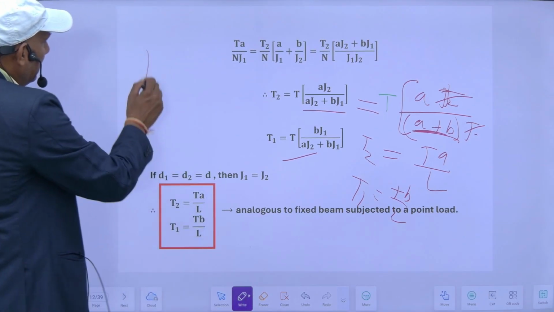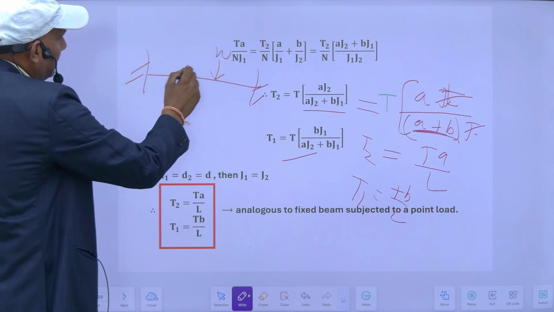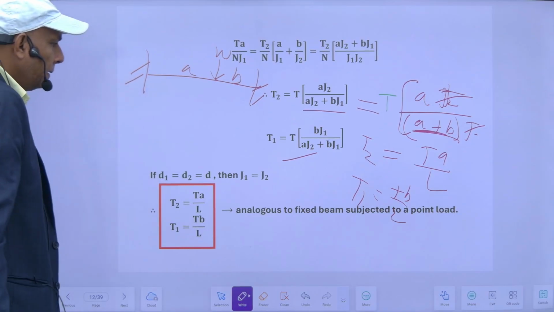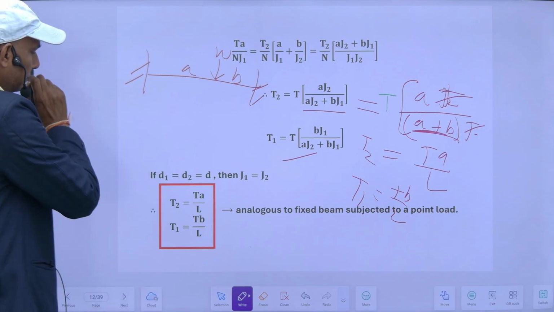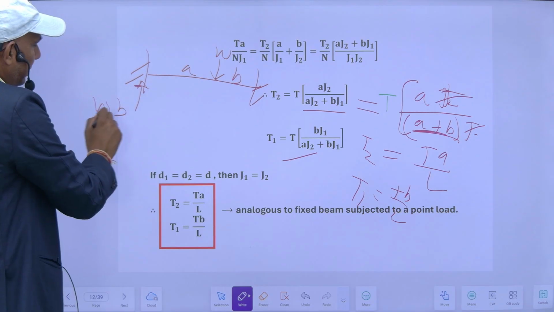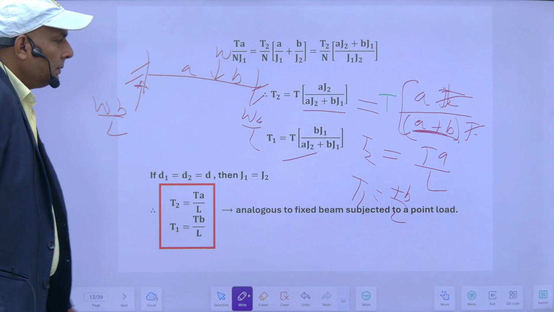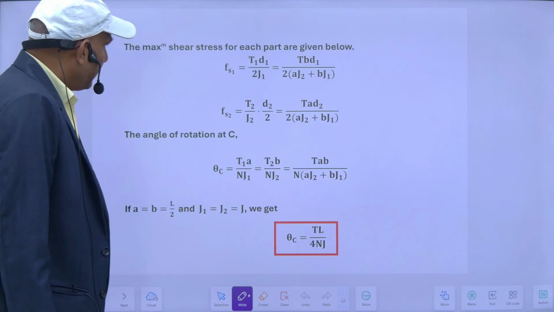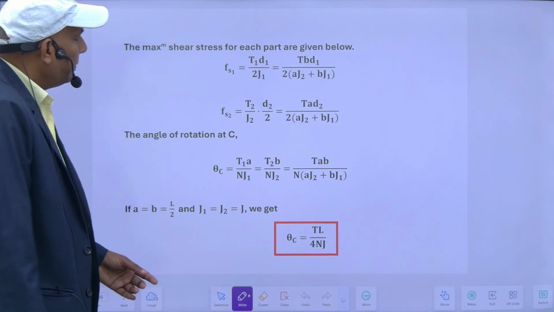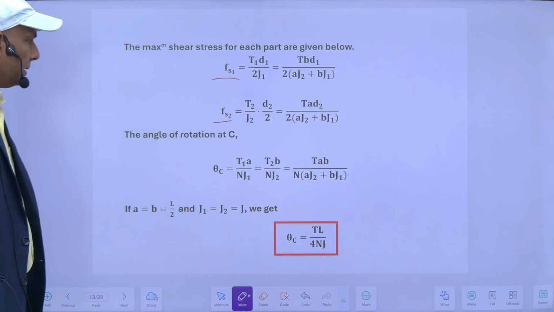Like I have a fixed beam and this load W is acting here, with A and B as the two portions. The reactions will be equal to WB upon L, and here it is WA upon L. So the maximum shear stress for each part is given below, Fs1 upon Fs2. So that will be corresponding.